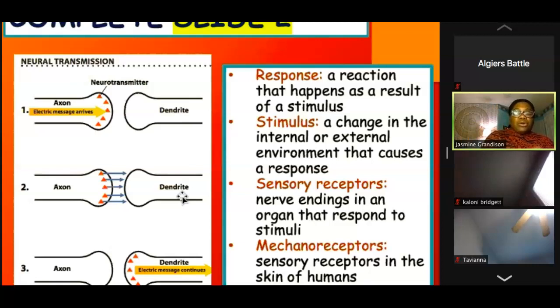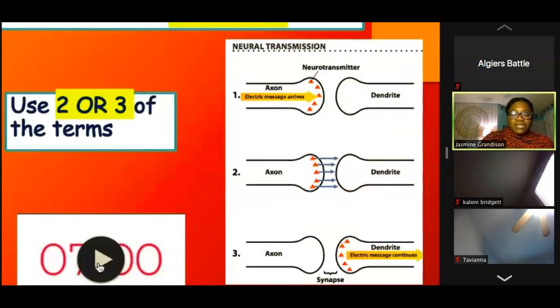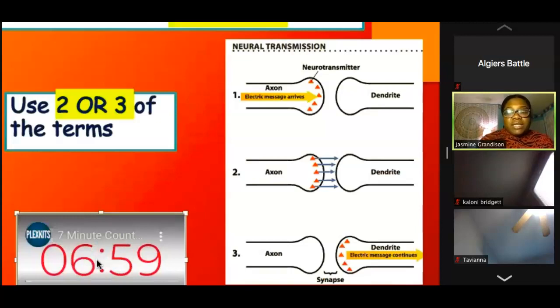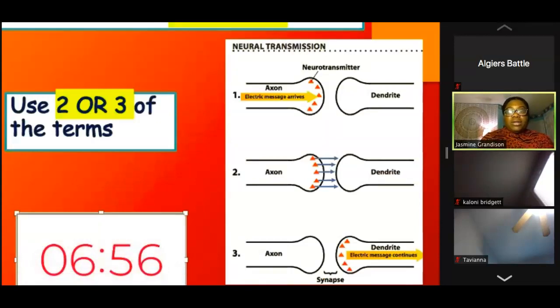For slide number 2, you were asked this question about how is it possible to control a robotic arm? Make sure you use 2 or 3 of the vocabulary terms listed at the bottom of your page for that. You have 7 minutes to answer that question. Once again, use 2 or 3 of the terms listed at the bottom of your page for slide number 2, and I'll be checking your work.